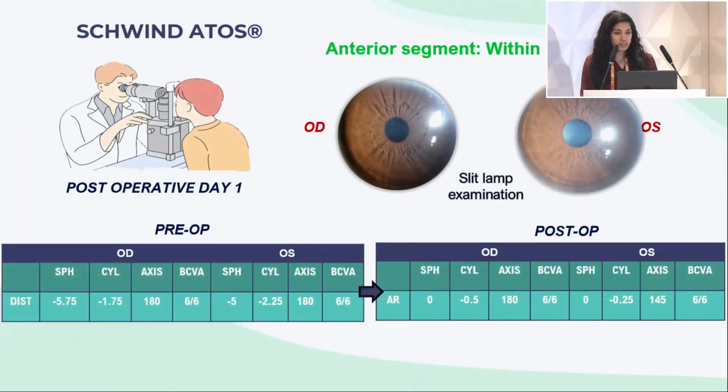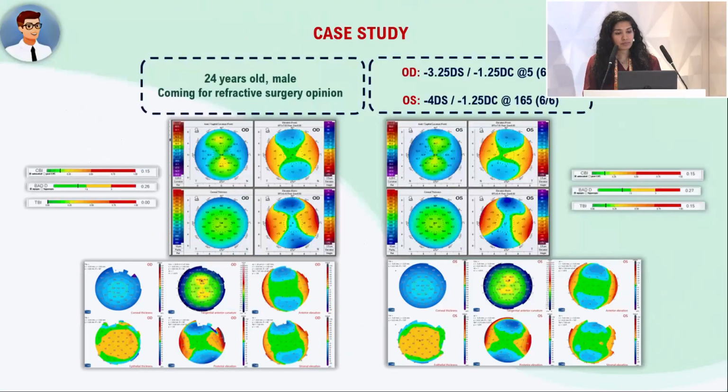So here is a case example where we see the pre-op, which was about minus 5.75, minus 1.75 in the right eye. And post-op, we have a cylinder of minus 0.5 at 180 with a good visual outcome of 6/6. Similarly in the left eye as well.